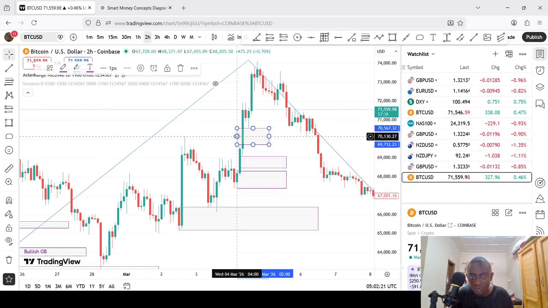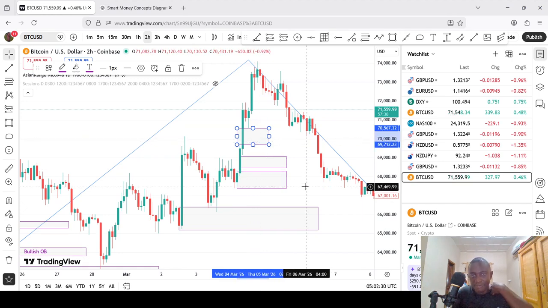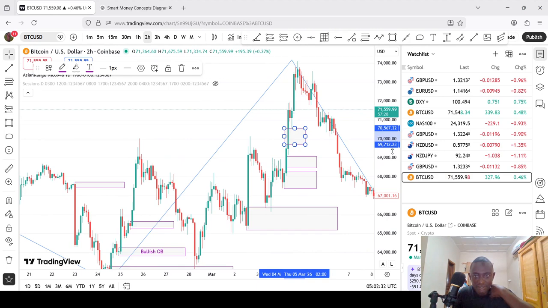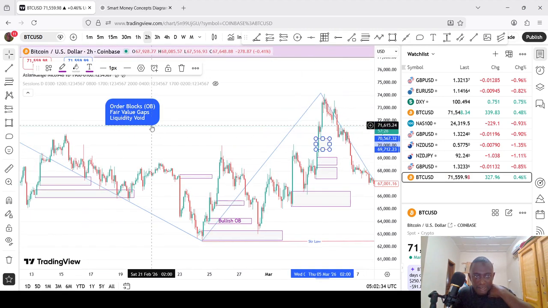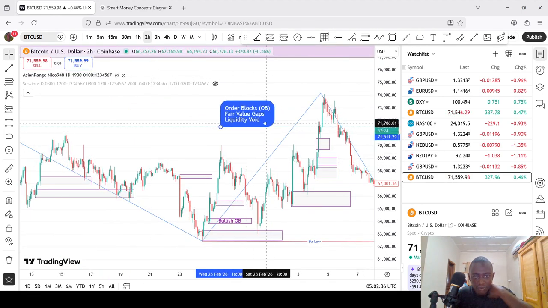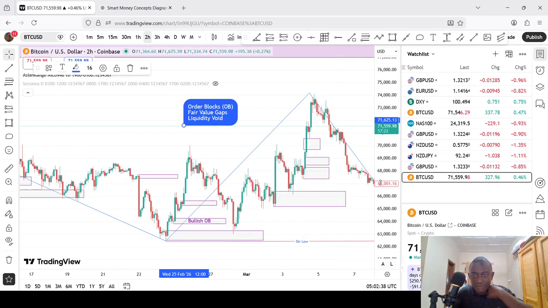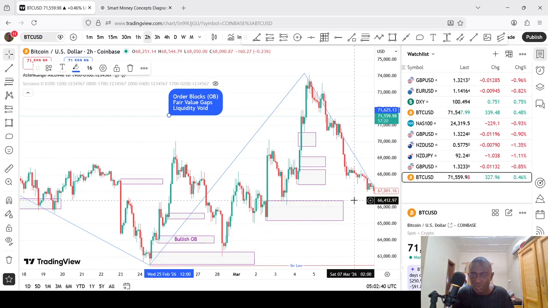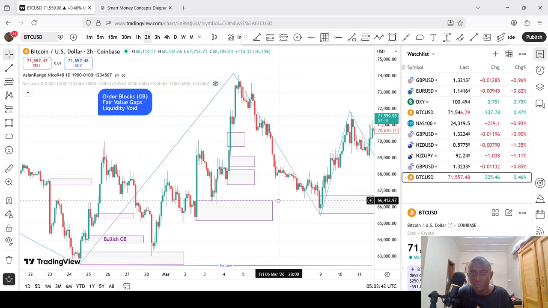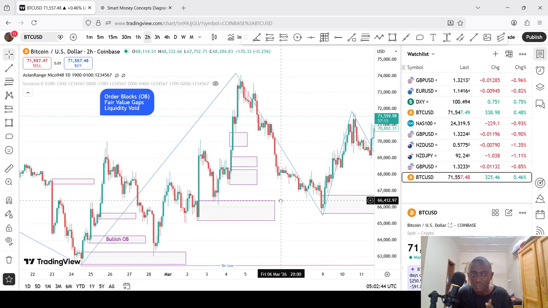Let me draw it well. This week to this week. It means this place too has to be filled. That is the fair value gap. You get it. I hope at least you have the explanation of order blocks and FVG right now. We will be using it mostly with the order blocks, so you just have to understand the concept.